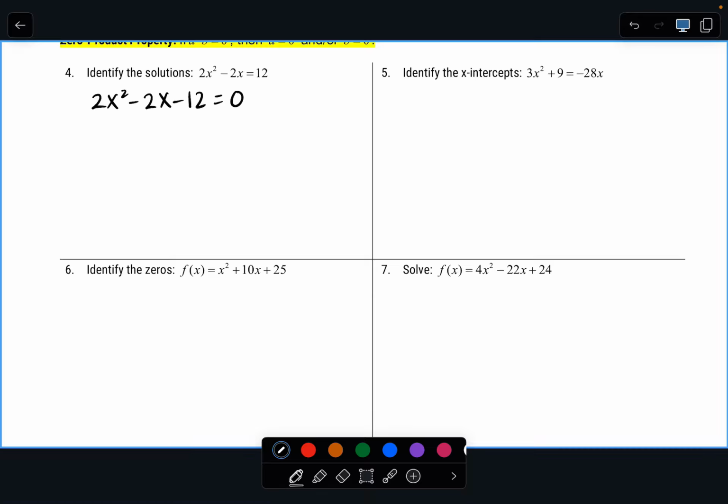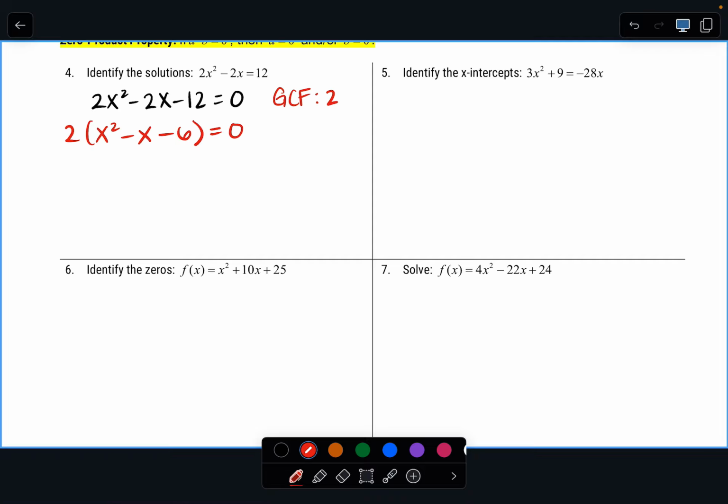Thank you. So, what do I do first? Greatest common factor. Thank you, Vanessa. There is a GCF. The GCF is what? 2. So I'm going to pull a 2 out of everything. x squared minus x minus 6 is equal to 0.